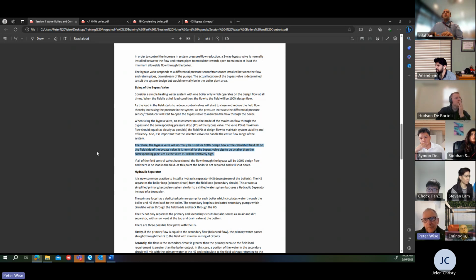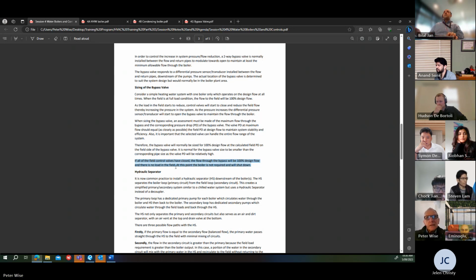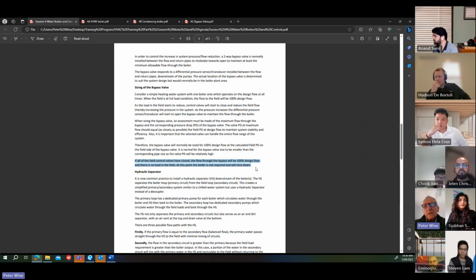So it might look a bit funny, but it'll be correct. It won't be the line size, because if it is, it won't work properly. It's got to be small to provide a restriction so it can control. If all of the field control valves have closed, the flow through the bypass will go to 100% design flow, which indicates there's no flow in the field, no load in the field. At this point, the boiler is not required and will shut down. It'll shut down under its own controls.